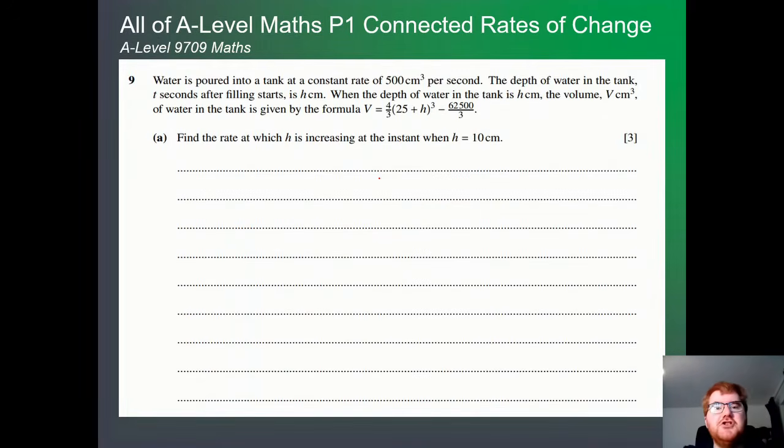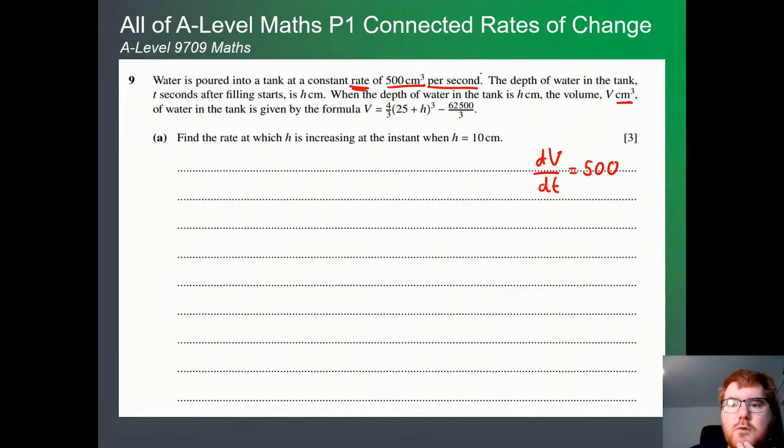On to question 9 here. Again, a similar kind of question. So water is poured into a tank at a constant rate. Boom, got our word here, of 500 cubic centimeters per second. So that means our volume, so dV by dt, that's equal to 500. You should always check all the units are the same, but generally they won't trick you on that. Notice the unit here is the same as this unit.